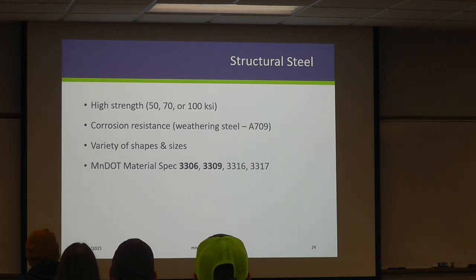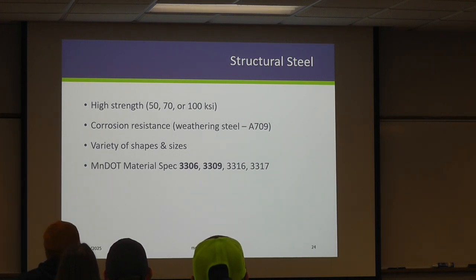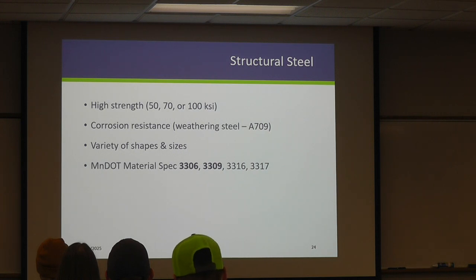Let's talk a little bit about materials. So our structural steel, we generally are using for beams a higher strength steel. So this is going to be 50, 70, or 100 KSI yield steel. For the most part, we're using all corrosion resistant or weathering steel on our beams. Other states do this differently, but Minnesota has taken the approach of a weathering steel system on most of our beams. It comes in a variety of shapes and sizes.